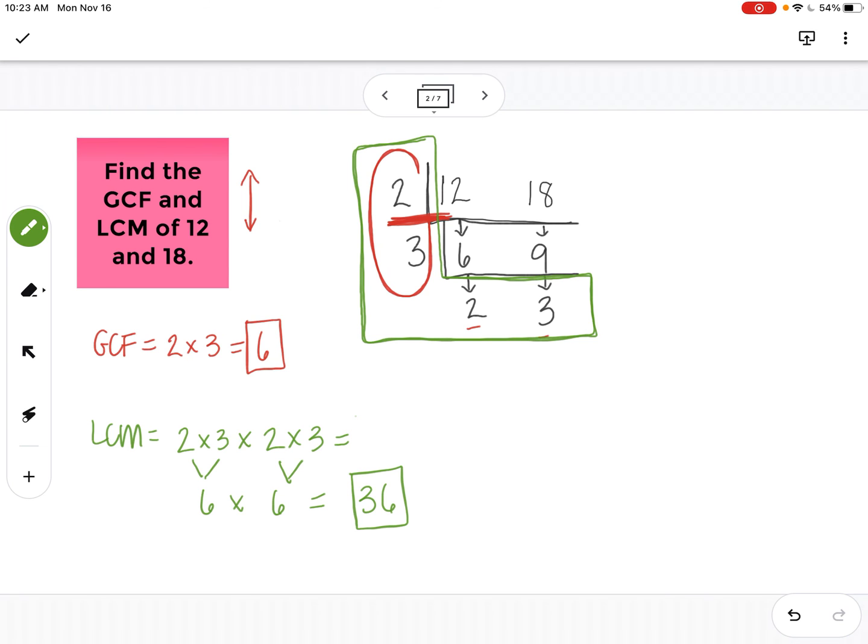There is an example of finding greatest common factor and least common multiple using the cake method, my personal favorite.